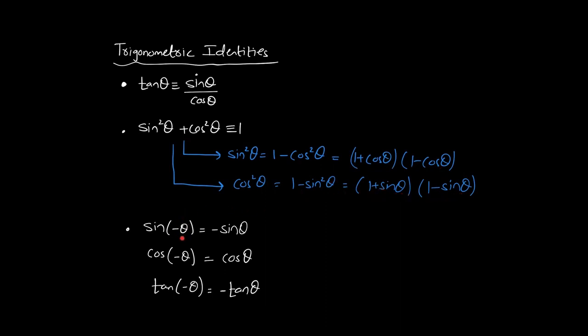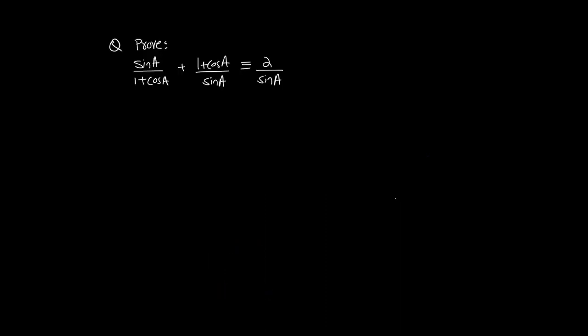And we already know that sine of minus theta is equal to minus sine theta, cos of minus theta is equal to cos theta, and tan of a negative angle is minus tan theta. Okay, so let's look at questions.